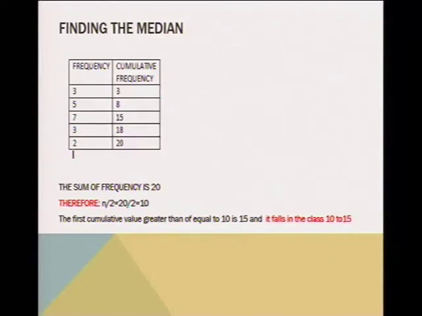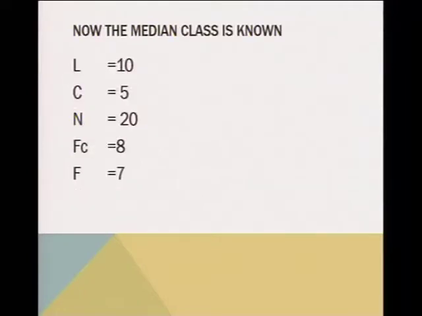Now the 10 that we got, you go to the cumulative column, you look for the first value greater than or equal to 10, and that value is what? 15. 15 belongs to which class? 15 belongs to the class of 10 to 15, so that is your median class. So what is the lower limit of that class? It is 10. What is the class width? The class width is the difference between the lower limit and the upper limit of the class intervals, and they are always equal. And in this example we are working on, it is 5.